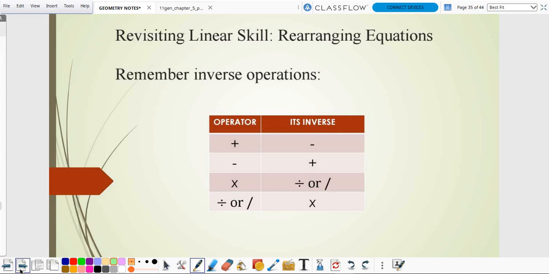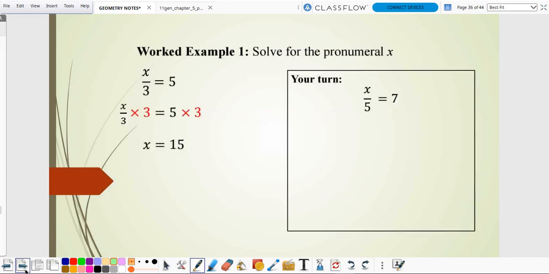So some quick examples here. Here you've got x over 3 equals 5, and you want to make x by itself, so you're going to inverse that 3. It is a divide by 3, so when you move it to the other side, see how it becomes times. And that means x equals 15. So I want you to do this one. Solve x for me. Isolate the x to make it by itself.